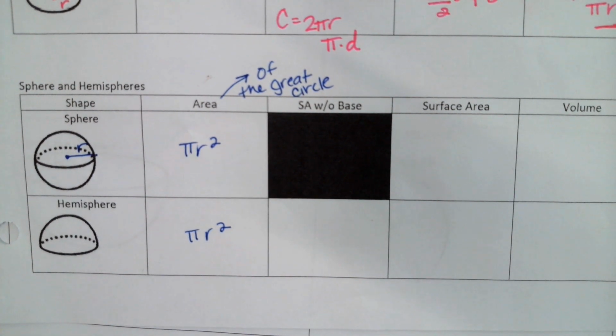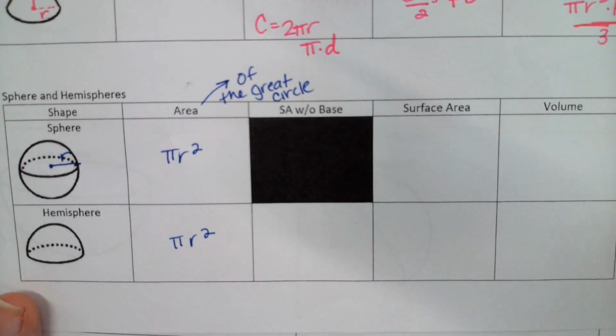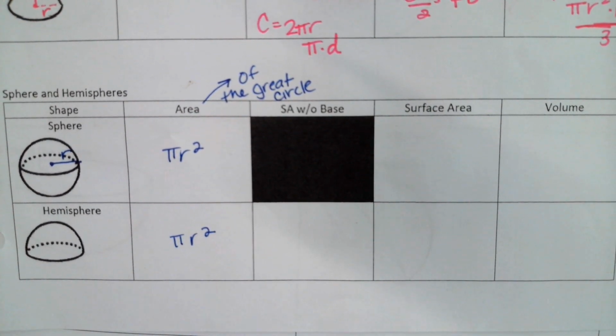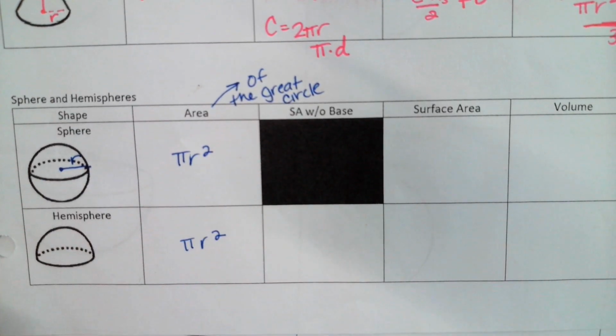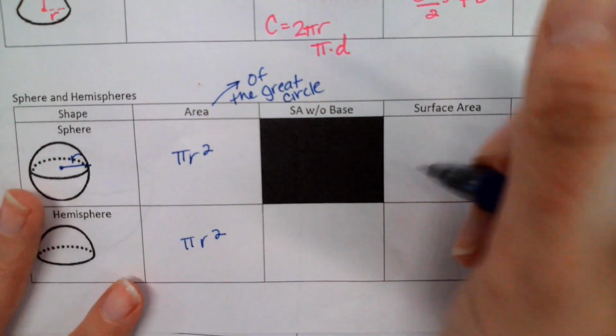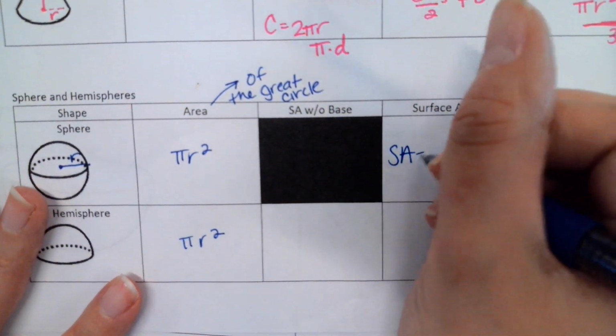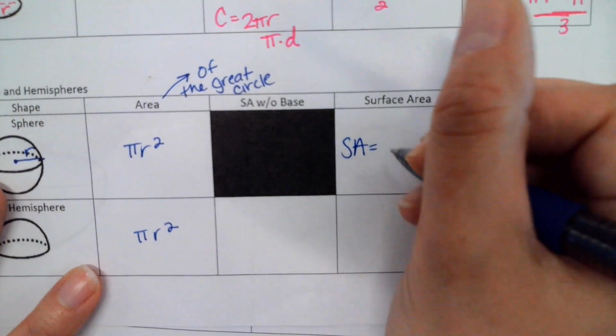For a sphere, will you ever have a case where you're never going to use the base of your sphere? There's no base there, exactly. So that's why that one's blacked out. We know that the surface area, if I unpeeled an orange, would equal 4 of these great circle areas. So the surface area, real simple, is 4 pi r squared.